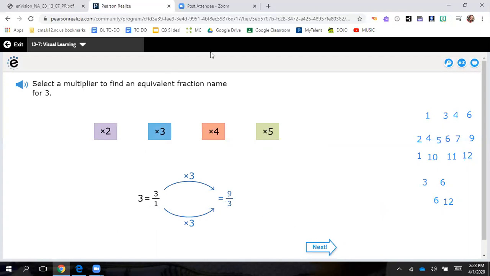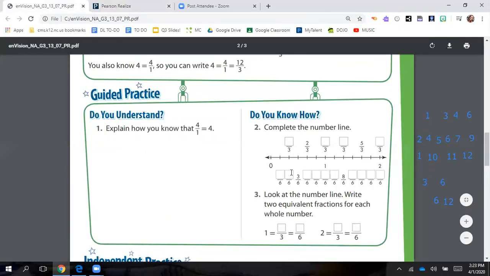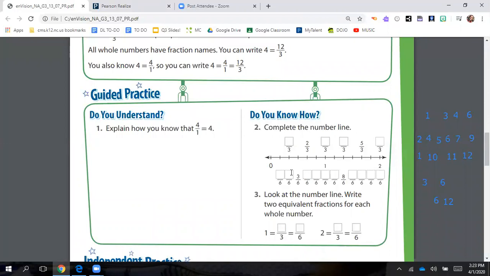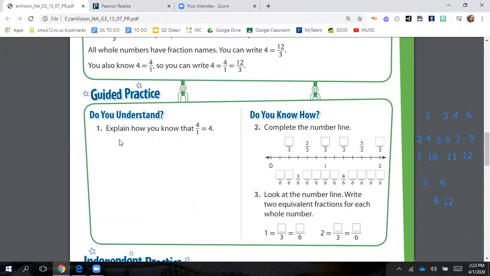Okay, so now what I'm going to show you is a guided practice. This is not in your packet, but we're just going to go over it together to help you understand your independent problems in your packet. So the first thing I'm going to look at is explaining how I know that 4/1 is equal to 4.